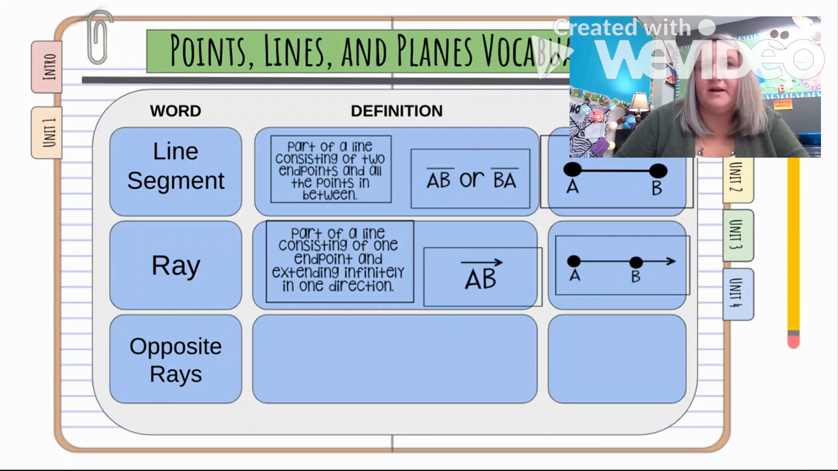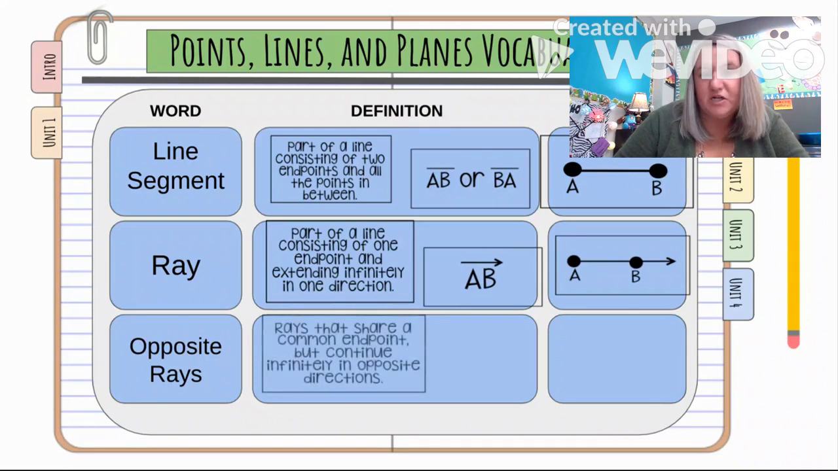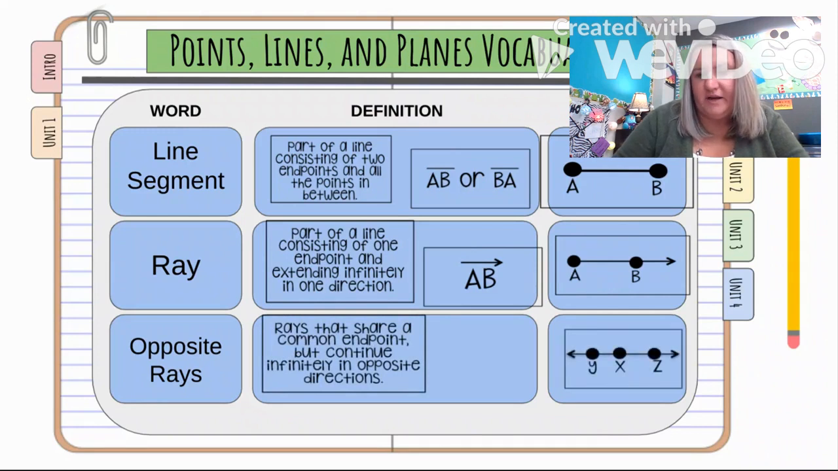Okay, so opposite rays are rays that go in opposite directions. They share a common endpoint. So the common endpoint that these 2 rays would share is X. So we would call the first ray, ray XY, and we would call the second ray, ray XZ. These are called opposite rays.